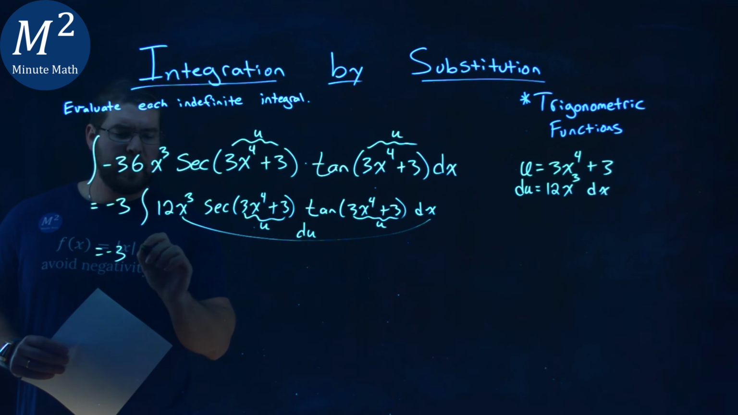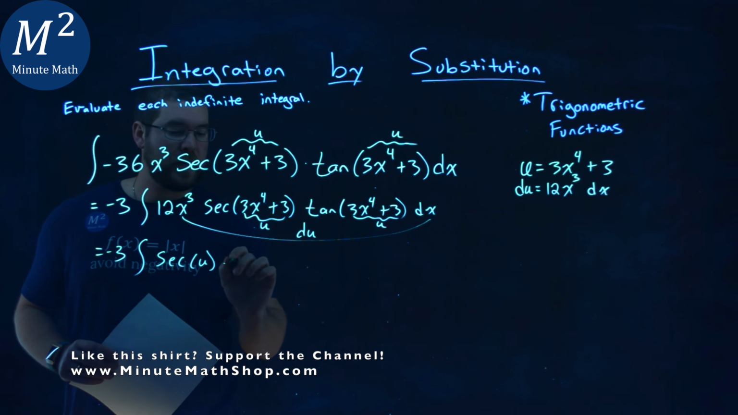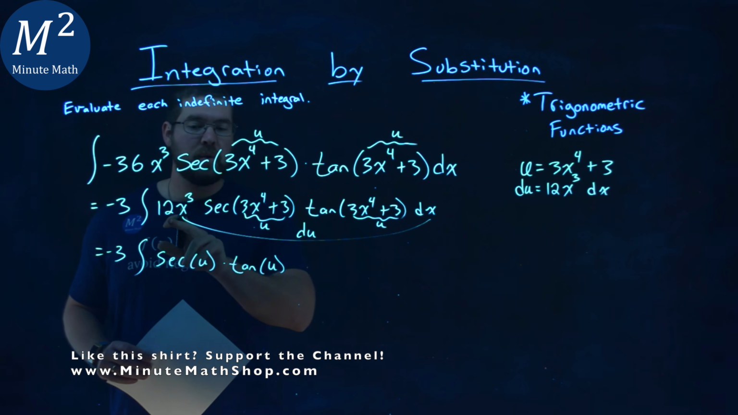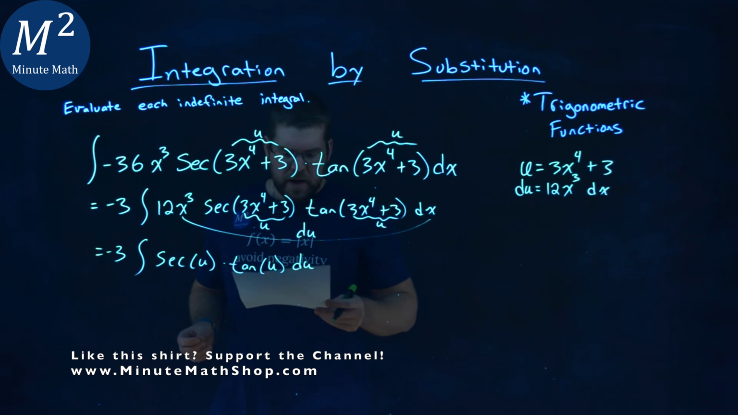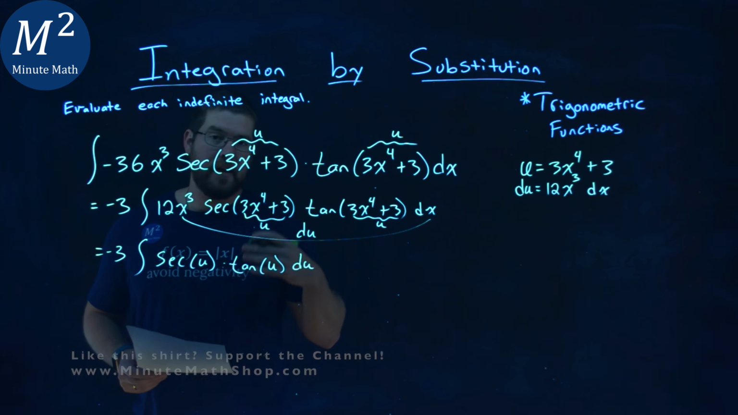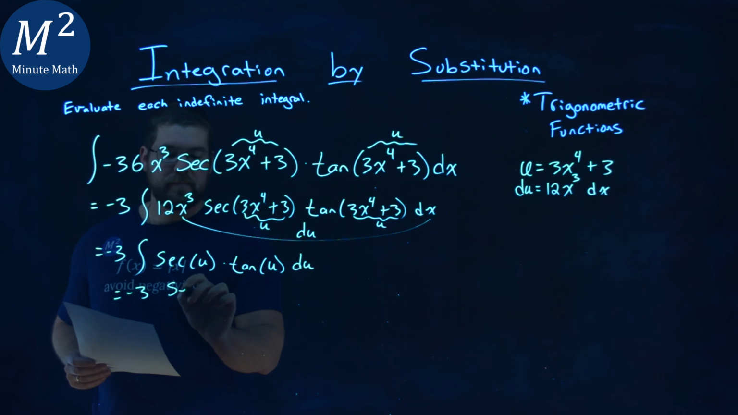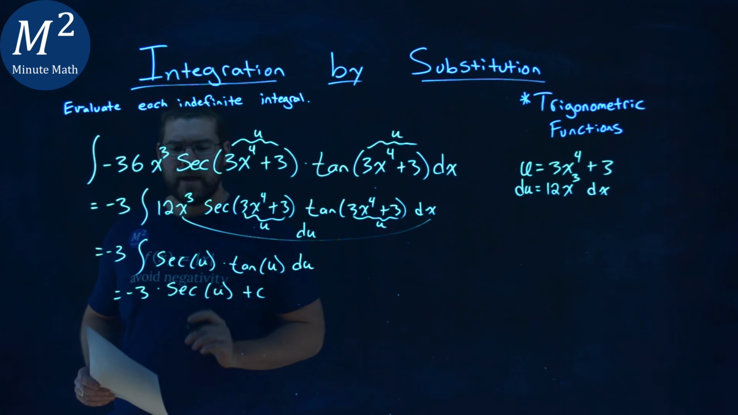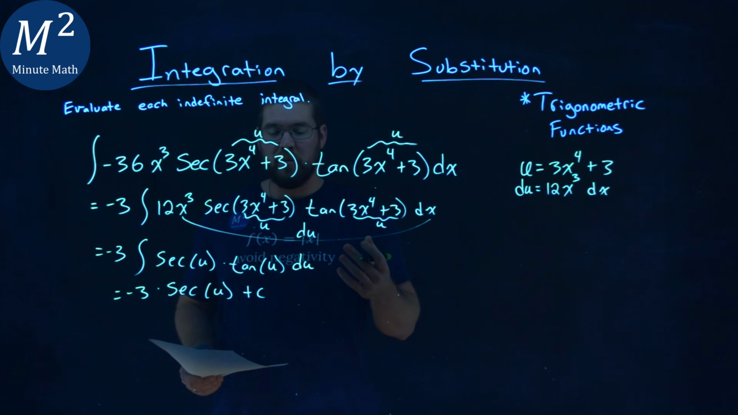Negative 3 comes down here still. Integral of the secant of u times the tangent of u now. And instead of dx, or 12x to the third power dx, we just have a du here. Well, what's the integral of secant of u and tangent of u? If you remember the definitions, that is just the secant of u plus c. So we have now the -3 times the secant of u plus c. That wasn't too bad, right?